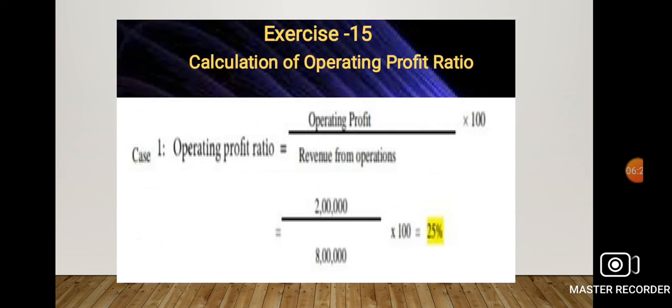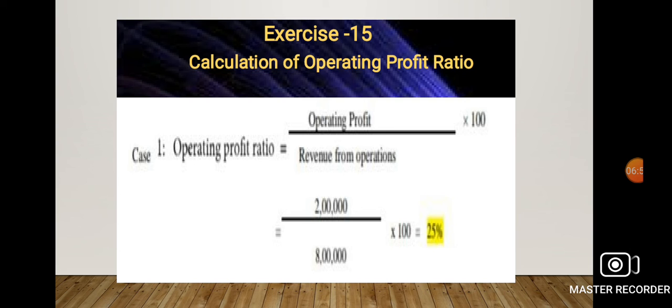Then come to question number 15. In this question, calculate the operating profit ratio under the following cases. Case 1: revenue from operations rupees 8 lakh, operating profit rupees 2 lakh. Case 2: revenue from operations rupees 20 lakh, operating cost rupees 14 lakh. Case 3: revenue from operations rupees 10 lakh, gross profit 25% on revenue from operations, operating expenses rupees 1 lakh.